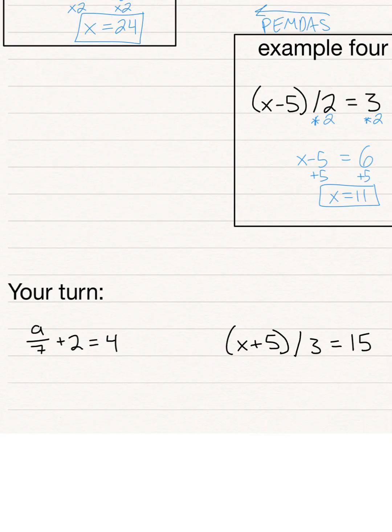All right, guys, pause the video again and see if you can solve these 2 problems at the bottom, and then play it back to see if you got it right.